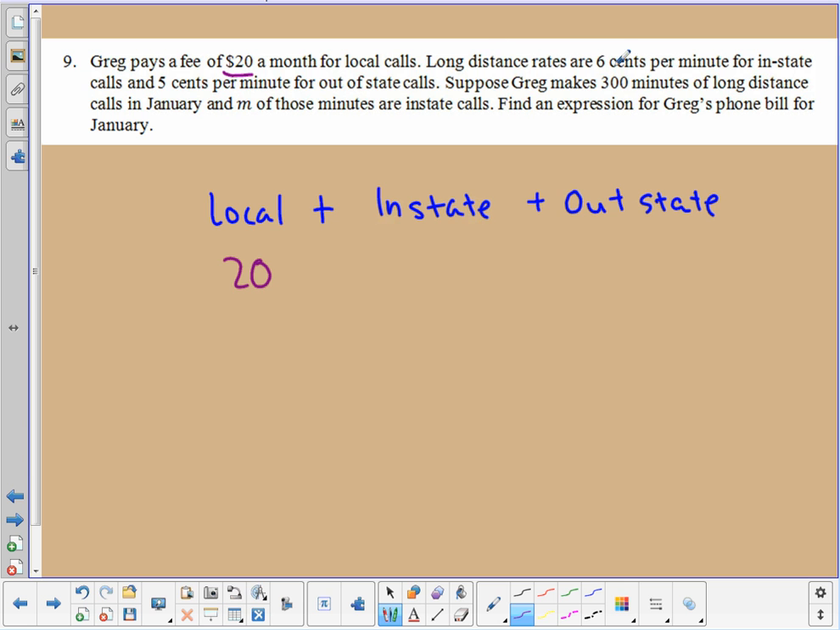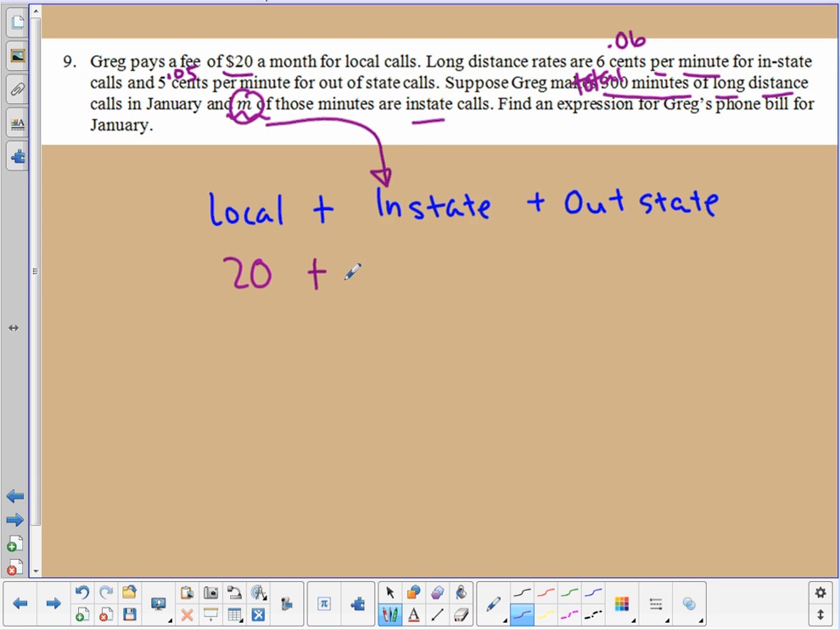The long distance rate is 6 cents. Remember that that's 0.06 of a dollar per minute for in-state calls. And the out-of-state is 5 cents. Remember that that's 0.05 for out-of-state calls. Now there's an M thrown in here. It says, suppose Greg makes 300 minutes, so that's his total long distance minutes in January, and M are in-state. So the M goes right there.